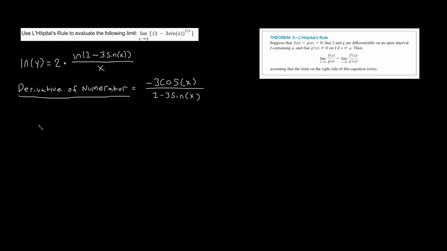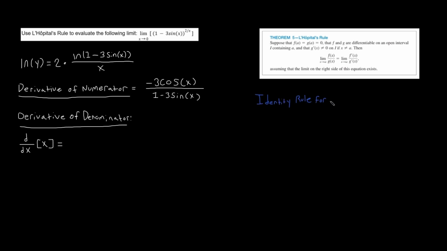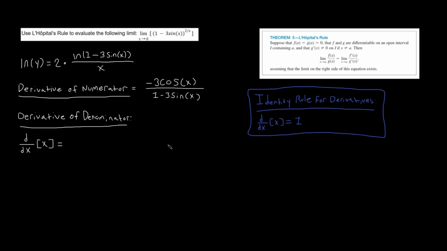Now that we've found the derivative of the numerator, we can move forward by finding the derivative of the denominator. In the denominator, we see that we have x. So how do we take the derivative of x? We can do so by applying the identity rule for derivatives. The identity rule says that if you're taking the derivative of a variable, it's just going to be 1. So the derivative of x is just going to be 1.